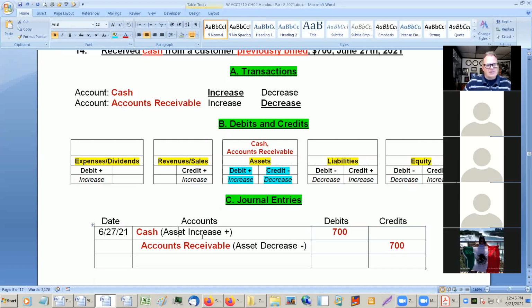Now, you don't need to put this asset increase, asset decrease thing in there. I do it just so that you kind of know how I got the debit and credit. But notice you have to know what kind of account it is to do the journal entries. And there's only 5 choices, but you have to figure out which one of these it actually falls into, because it makes a difference. Sometimes the credit will increase, sometimes the credit will decrease.